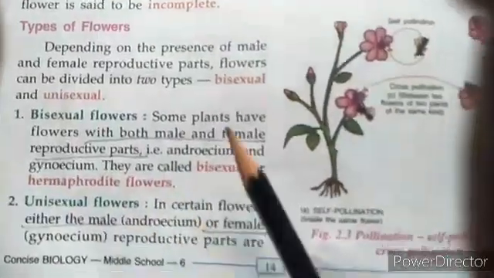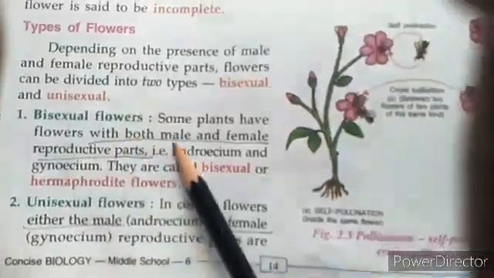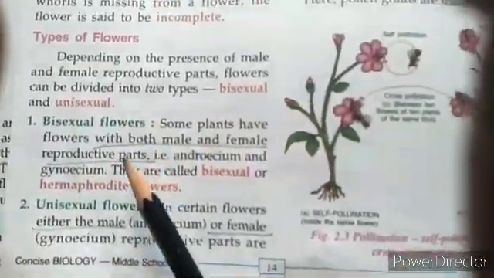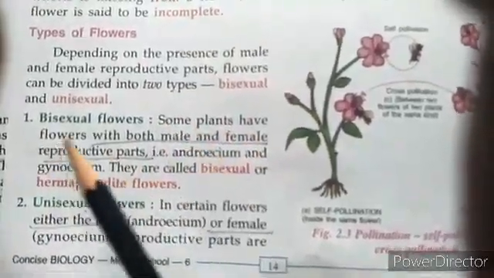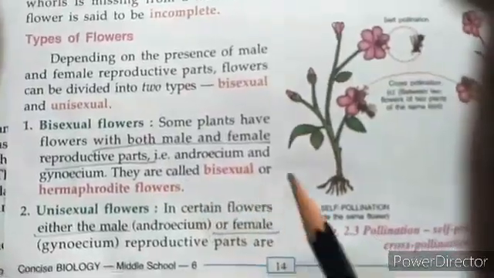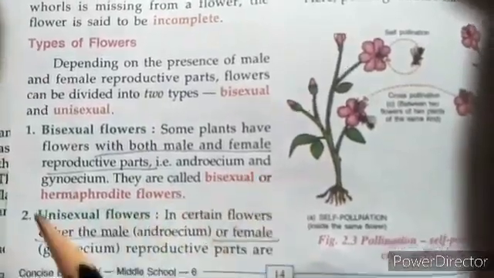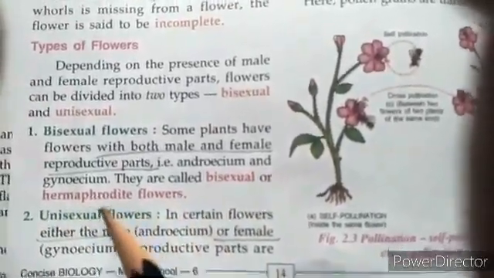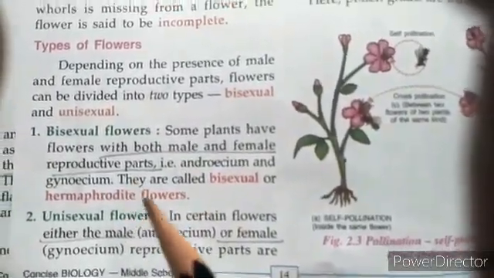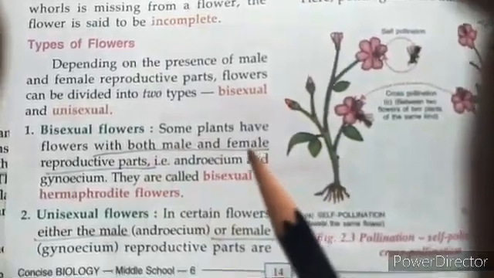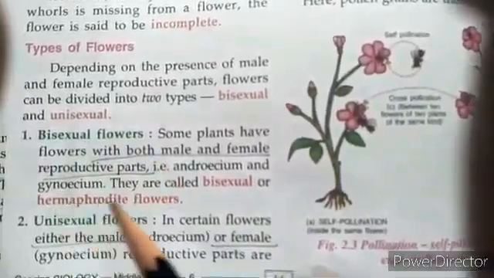So what is the difference here? In a bisexual flower, the plant has flowers with both male and female reproductive parts. That is as we saw in the diagram. Androecium and gynoecium both are present in the same flower. Such a flower is known as a bisexual flower, also known as a hermaphrodite flower. Hermaphrodite means male and female sexual parts present in the same organism. The same flower has the male part and the female part for reproduction. Therefore, it is known as bisexual or hermaphrodite.